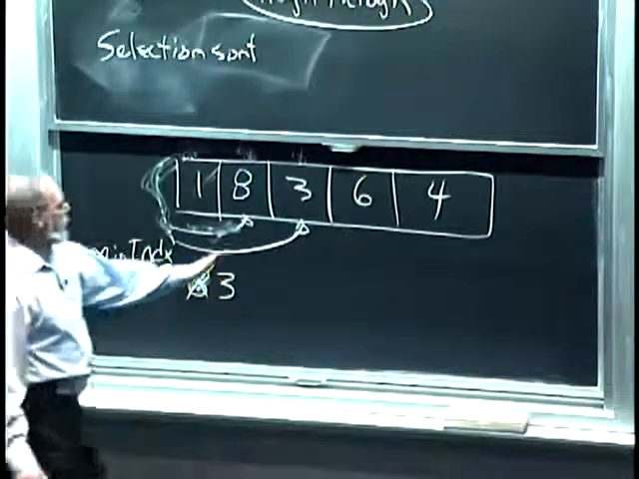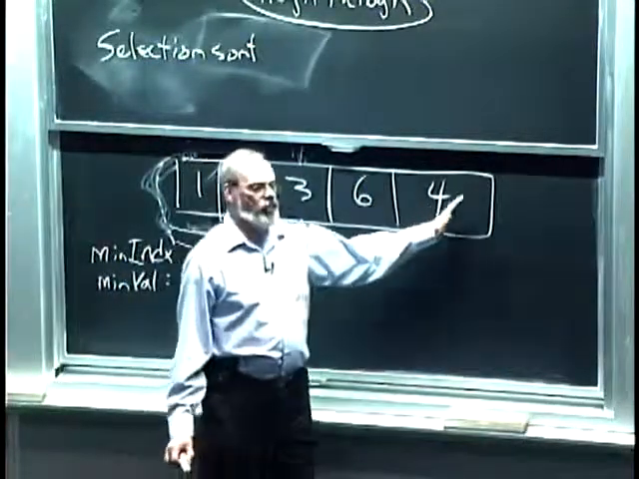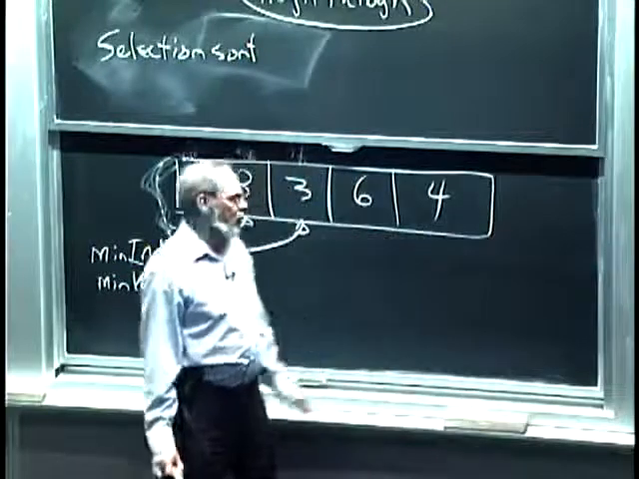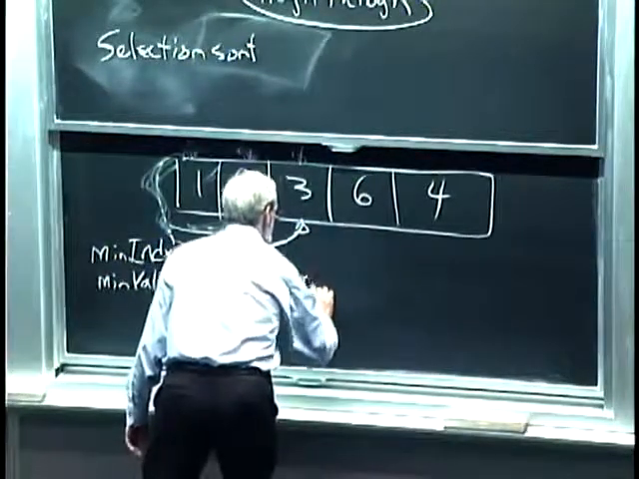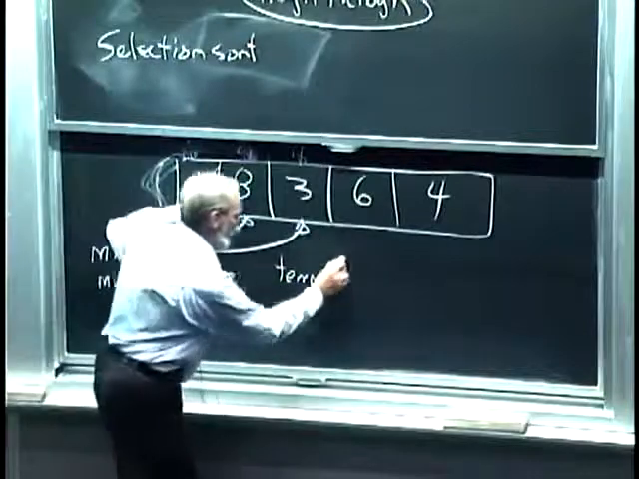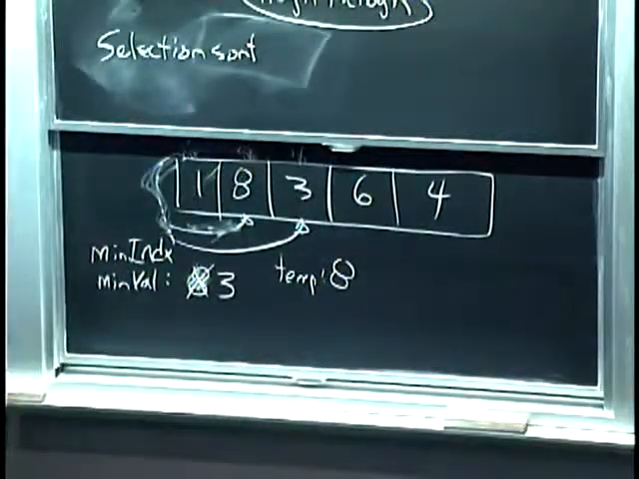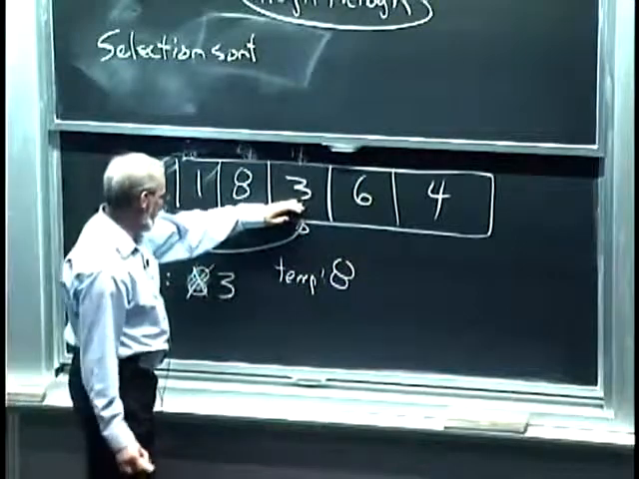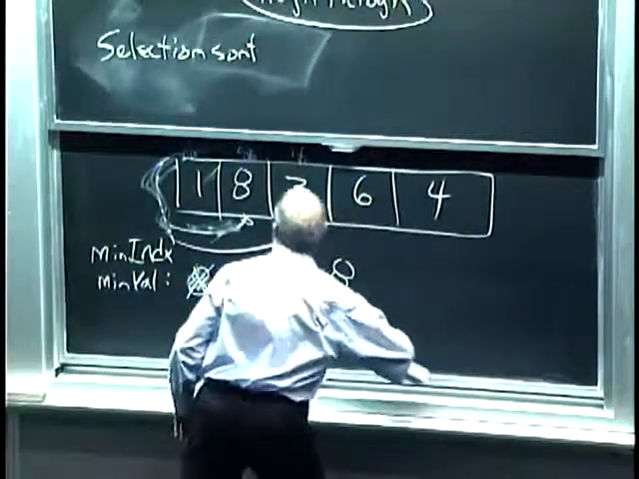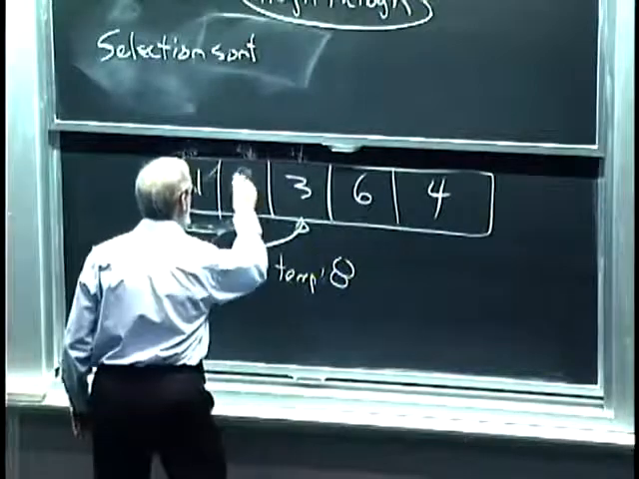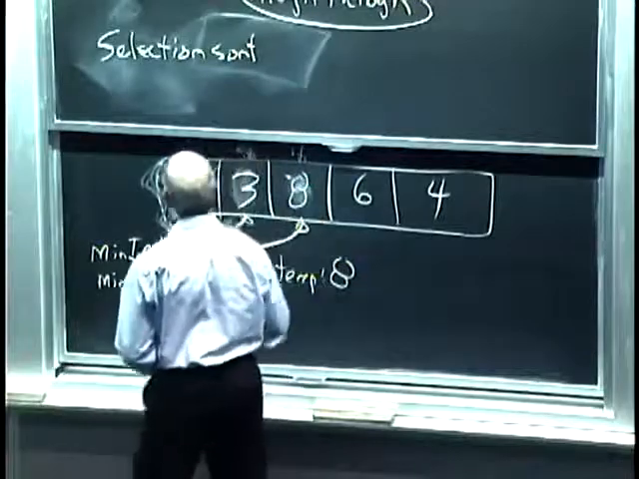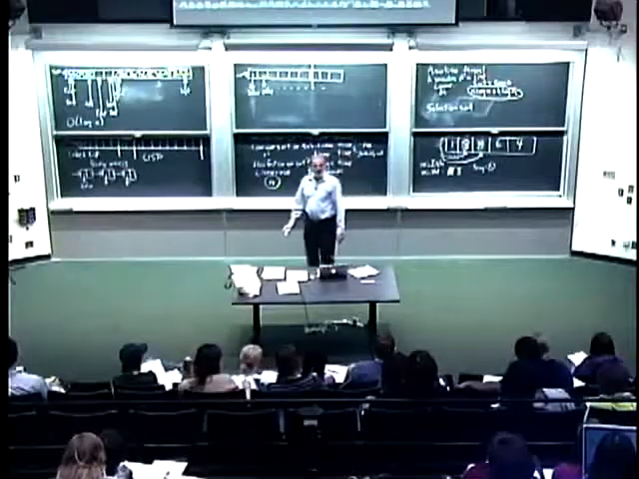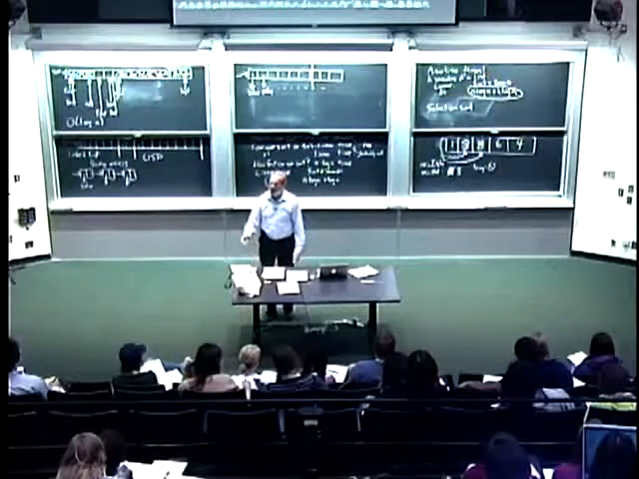Change j. Is 6 bigger than 3? Yes. Is 4 bigger than 3? Yes. Get to the end. And when I get to the end, what do I do? Well, I take temp and store away what's here, which is that value, and then take what min index is pointing to and stick it in there. Finally, replace that value. Okay. Aren't you glad I'm not a computer?